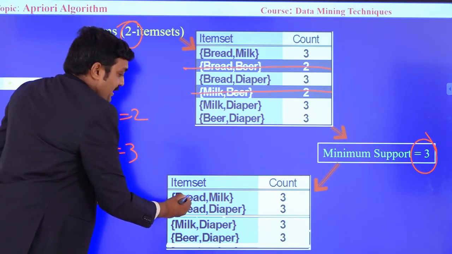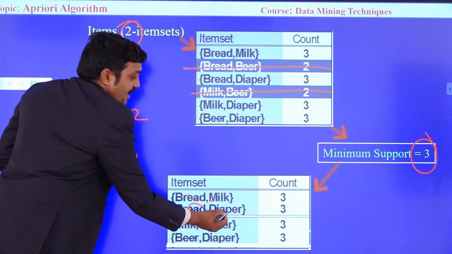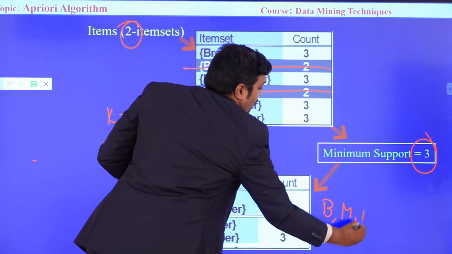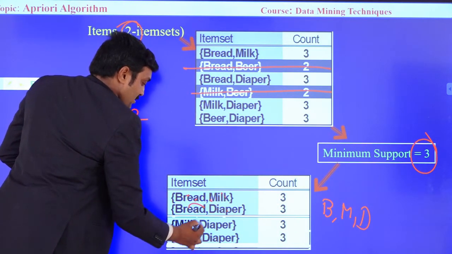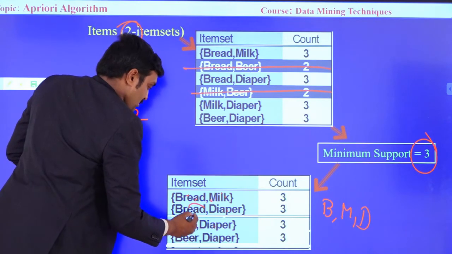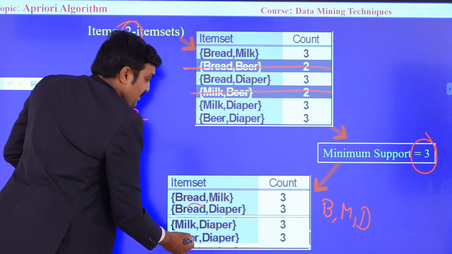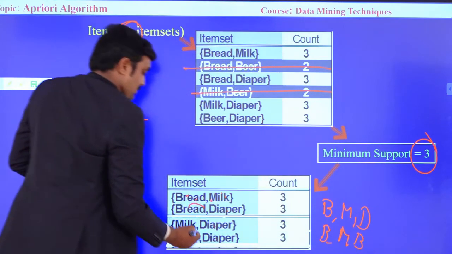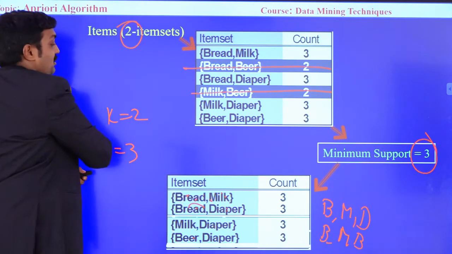Bread, milk, diaper: bread already available, so we are going for the bread, milk, diaper combination. Bread, milk, diaper is already done. Bread, milk, beer. Then bread, diaper, and so on, we are going to generate all the sets.